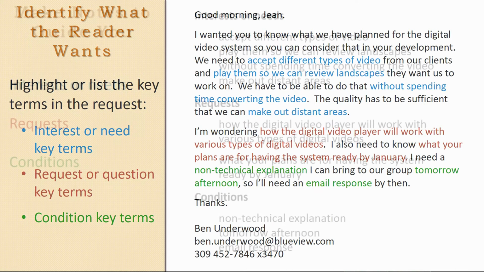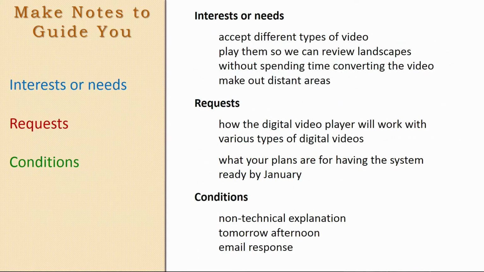Make notes using the key terms. In my own writing, I make a copy of the email and paste it at the beginning of the new email, and then I delete all of the text around the key terms and put carriage returns by pressing Enter after each key term. That puts each on its own line. You can then make a bold heading for the interest or need key terms, the request questions or key terms, and the conditions for delivery. Use these notes to write your email.